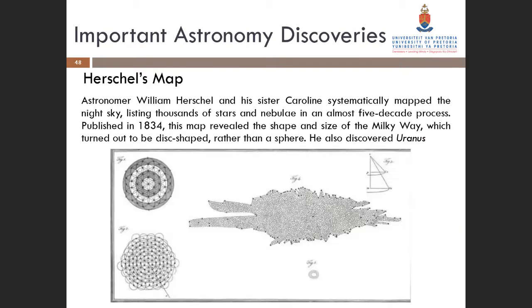But if you look at the slides, the next is Herschel's map. So astronomer William Herschel and his sister Caroline systematically mapped the night sky, listing thousands of stars and nebulae in an almost 5-decade process, published in 1834. This map revealed the shape and size of the Milky Way, which turned out to be disc-shaped rather than a sphere. He also discovered Uranus.